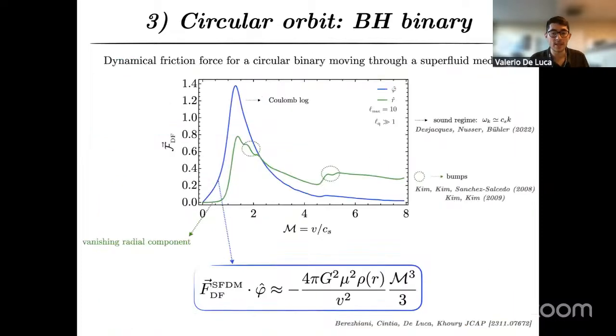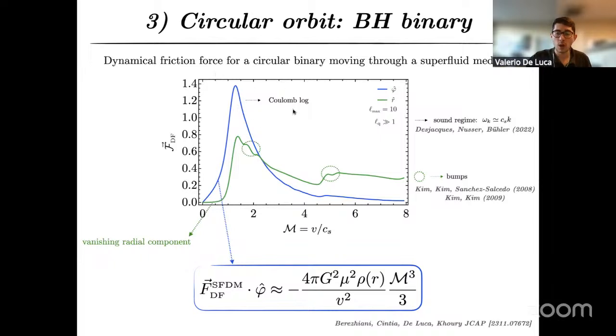So the result of this analysis is the following. This shows the force of dynamical friction as a function of the Mach number in both the radial direction in green and the tangential direction, since we are moving over a circular binary. Now, the radial force is vanishing in the subsonic regime and features some bumps, as you can see, in the supersonic regime. These bumps are due to the perturber basically crossing the wake which lags behind it in the binary.